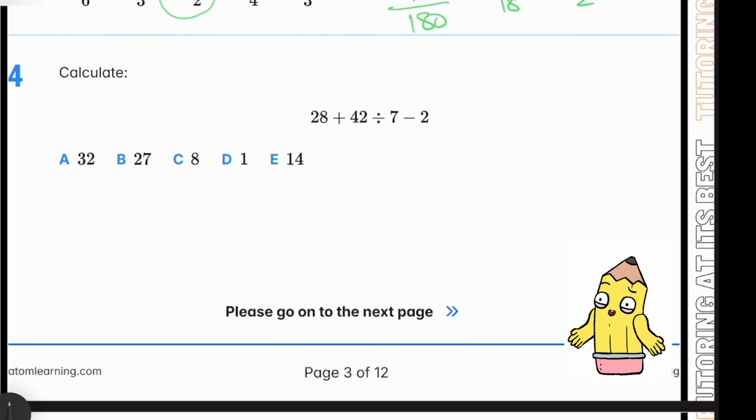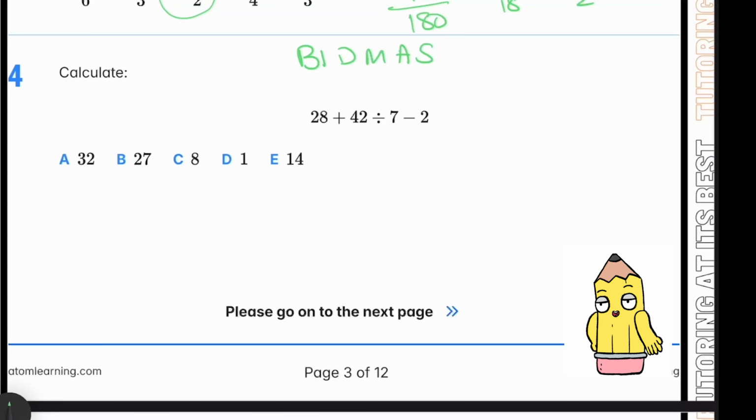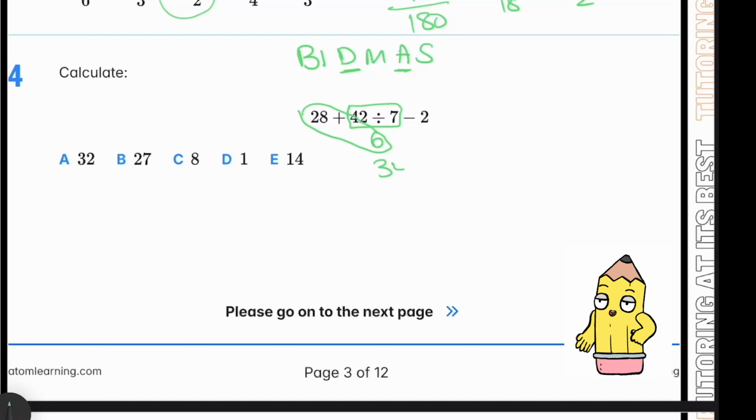Question 4. So we have a BIDMAS question. So to solve this question, we need to remember BIDMAS. BIDMAS stands for brackets, indices, division, multiplication, addition, and subtraction. This tells us the order of operations we need to follow. So first, we start off by doing division. 42 divided by 7 is 6. Followed by addition, 28 plus 6 is 34. And then finally, subtraction, 34 minus 2 is 32. And that is our answer here.